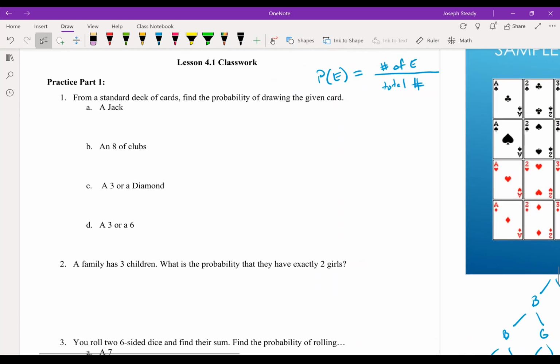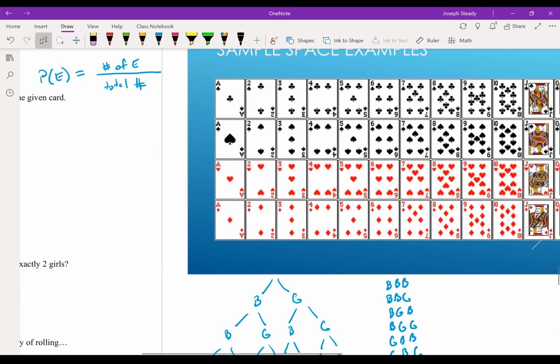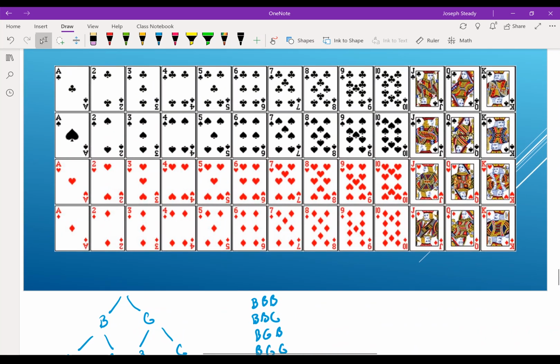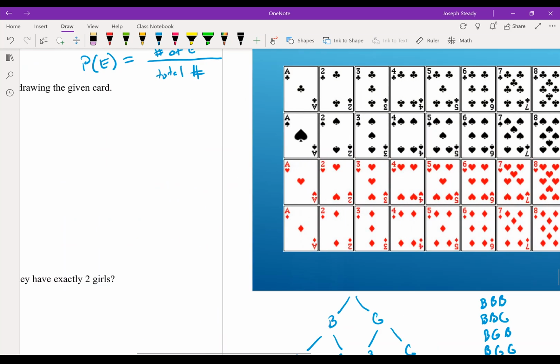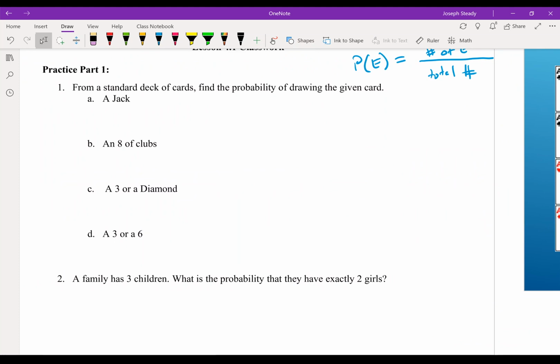So let's think about this. The probability of drawing a jack. If I look at the sample space for a deck of cards, I notice that there are 4 jacks. So when I go to do this problem, there are 4 cards that I can draw that are part of my event out of the 52 in the deck. So the probability of getting a jack is 4 out of 52.